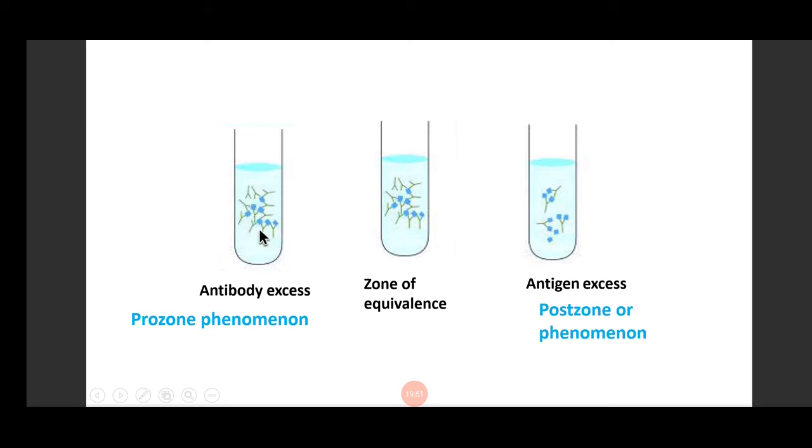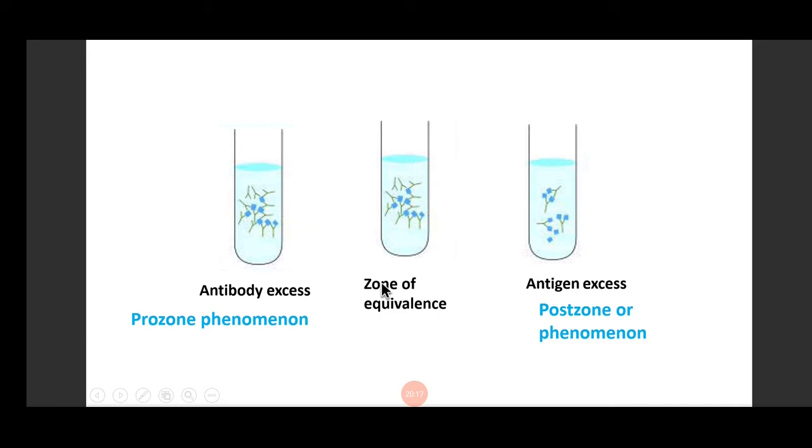Perhaps this diagram is mistaken. If antibody is in excess, it is called the prozone phenomenon and lattice formation will not occur. If antigen is in excess, this is called the postzone phenomenon and lattice formation will not occur. Please do not consider this diagram. This is just a copy of the zone of equivalence.